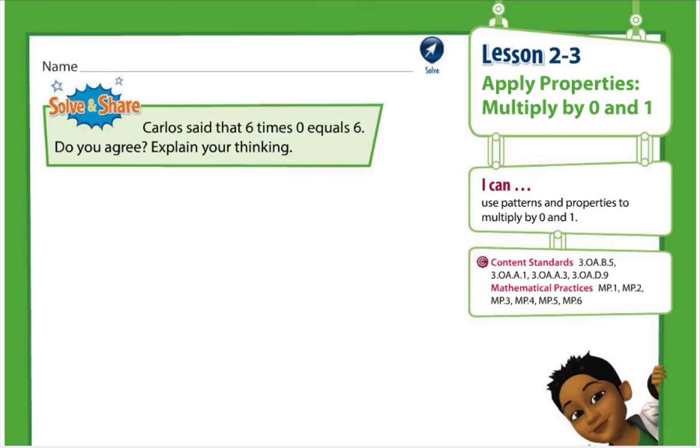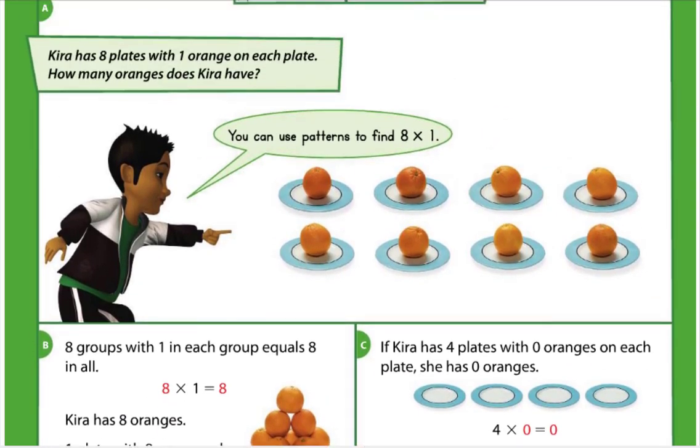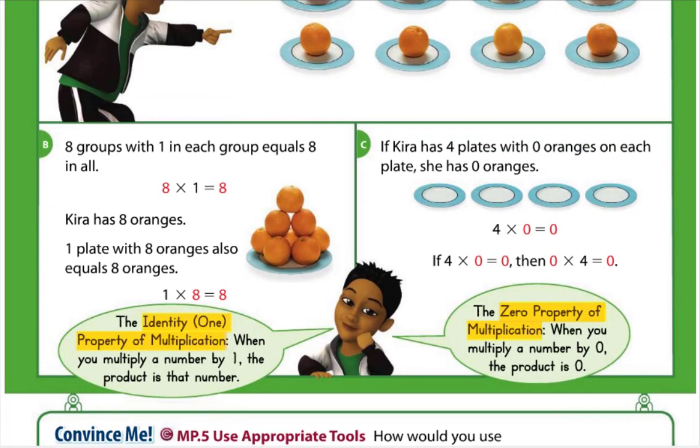Open your books, page 74. Quickly. I open it. Okay. Teacher, when you open the page, I open it. Great. Then you said the page. Good. Okay, so here we have two properties.